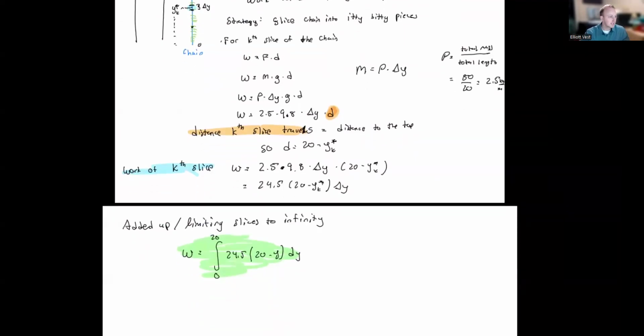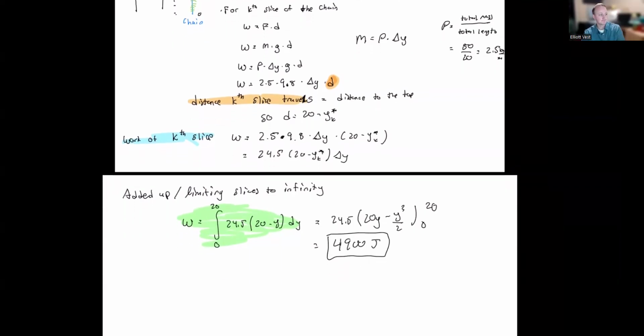But okay, let's finish this problem, because the integral is now the easiest part, right? This is 24.5, and the integral of something that's constant is just adding a y, and this is y squared over 2 from 0 to 20. If you plug all that in and do a bunch of nonsense, you should get 4,900 joules.